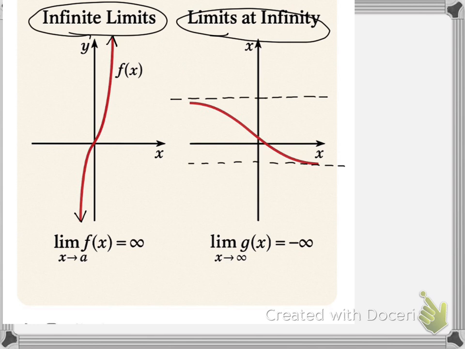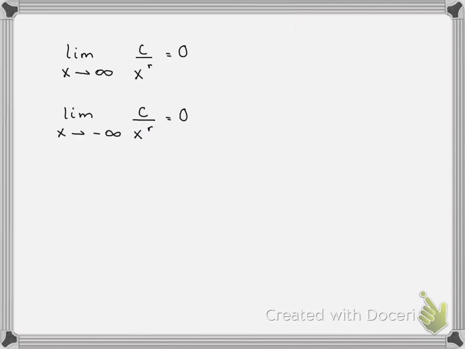When you look at the second graph, limits at infinity, those dotted black lines are horizontal asymptotes. So when you find a limit at infinity, what you are finding is the equation of the horizontal asymptote. These rules are going to play a huge part in the math of this undertaking. This is theorem 3.10, limits at infinity, page 193.